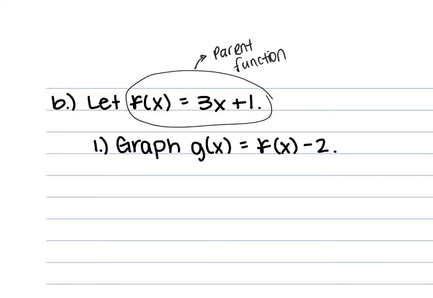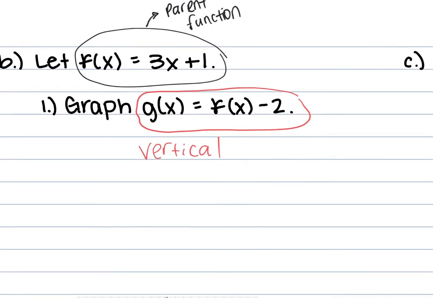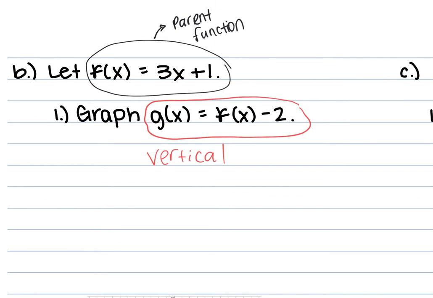All right, now, what kind of transformation is g of x equals f of x minus 2? Vertical, good. How do you know? Because of how it's written, the 2 is outside the parentheses. Let's be specific. Be more specific about vertical. How am I going to move my graph? Down. There it is. Down 2 units.